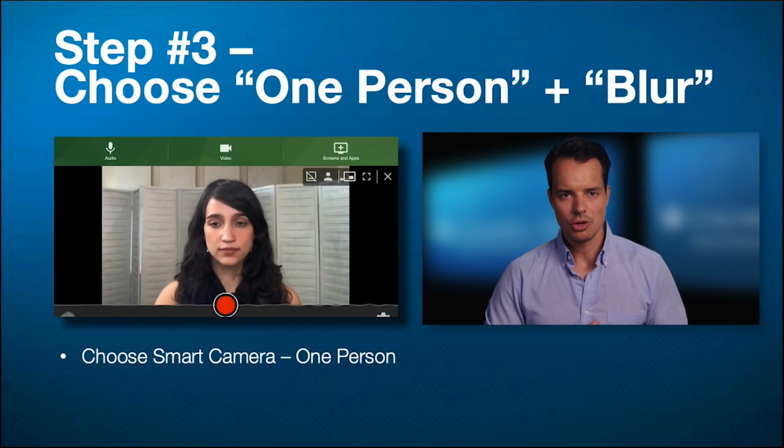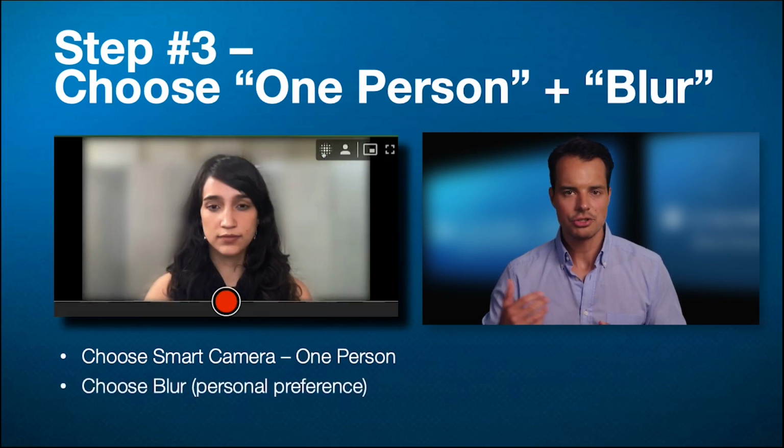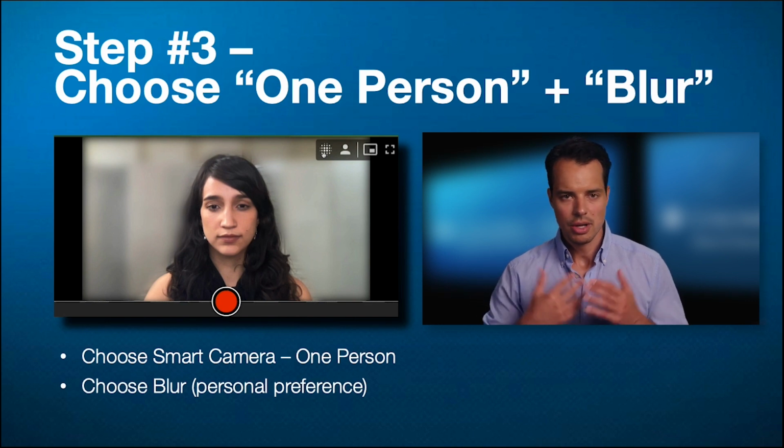So once this is open, it's going to bring up a screen that looks like this. And you want to choose the Smart Camera one-person option. You can also choose the blur option. As we had mentioned before, this can help to give you more distinction as a presenter and blur the background behind you.